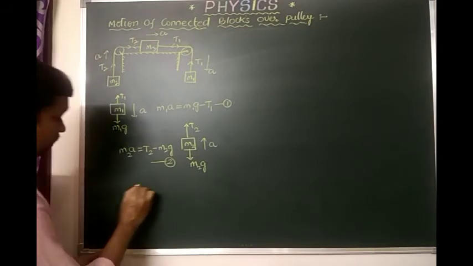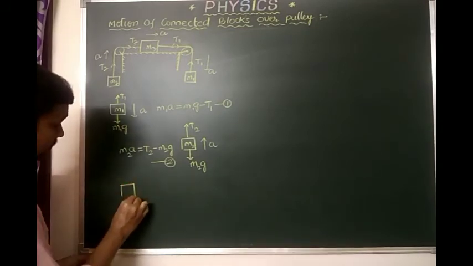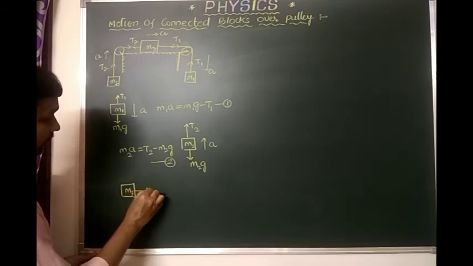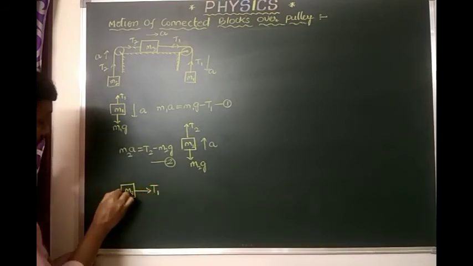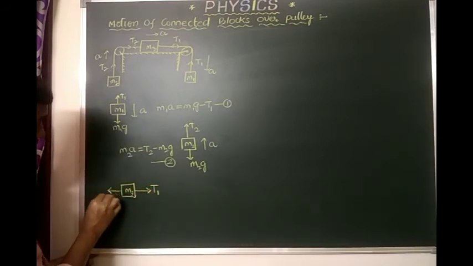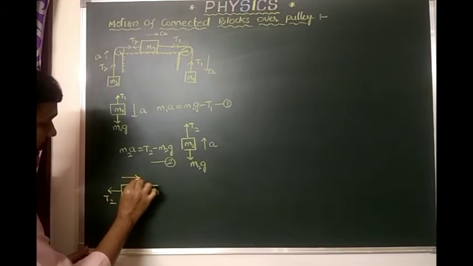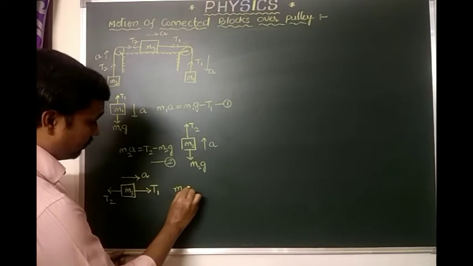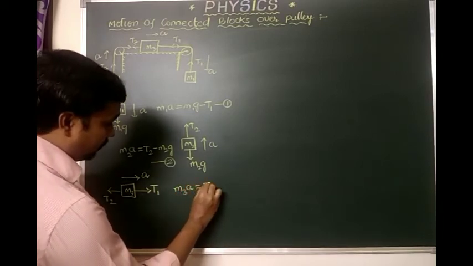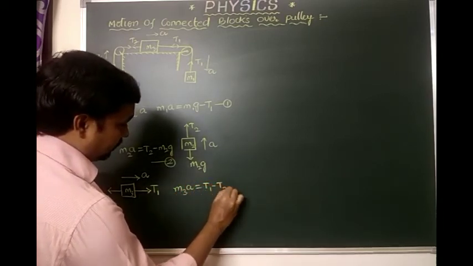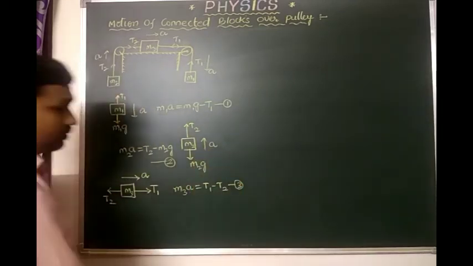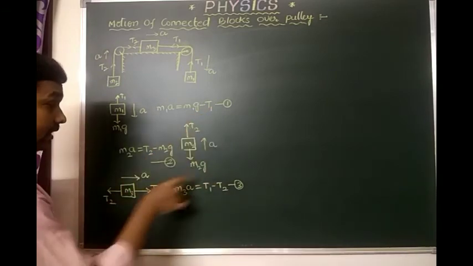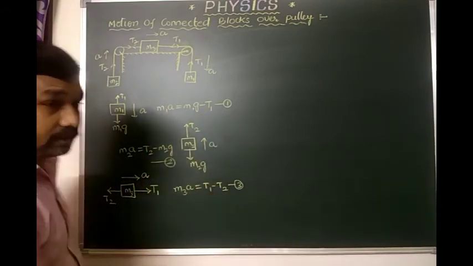Coming to the third, the free body diagram of M3. The tension on the right side is T1, the tension on the left side is T2, and acceleration is in the forward direction. So we get the net force M3A equals T1 minus T2. This is number 3. Here T1 is there, here T2 is there. Combine them together and substitute in this third equation.